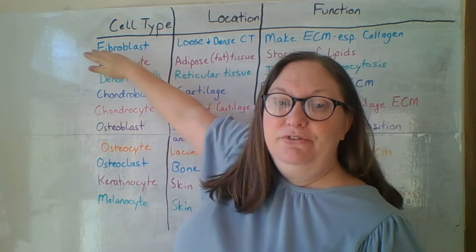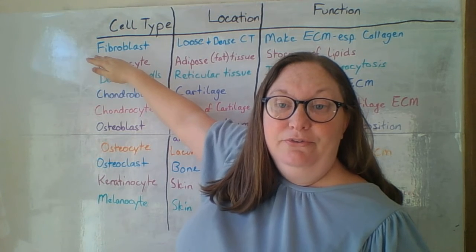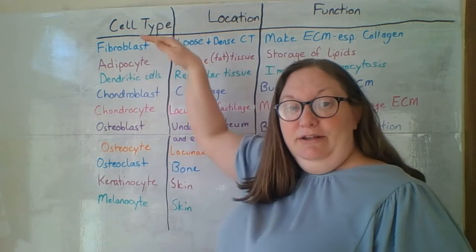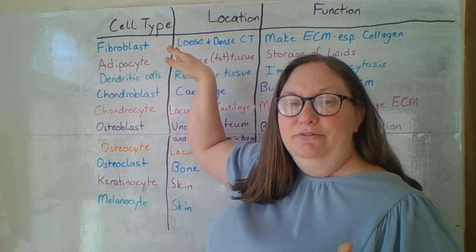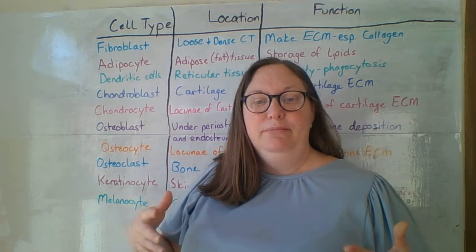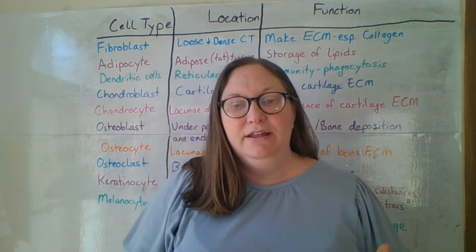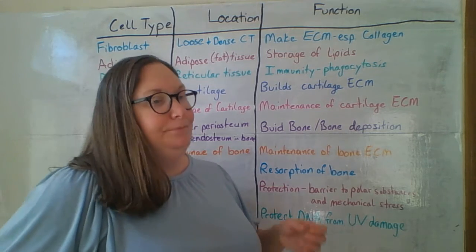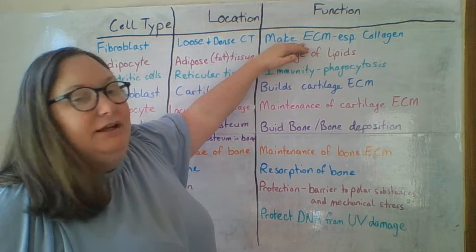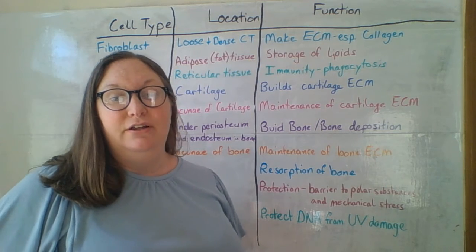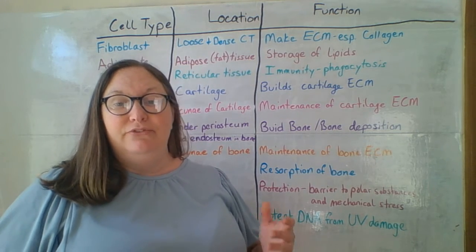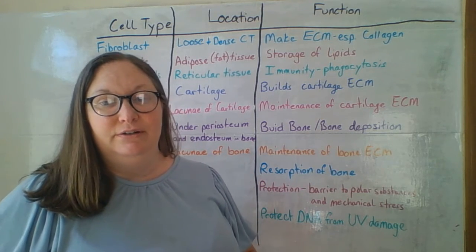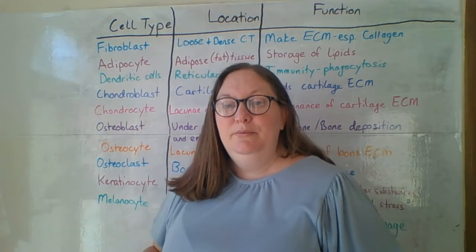All right, so the first cell type that we encountered was the fibroblast, and we'll mostly see it in loose and dense connective tissue. When you do see pictures of it, when you have to identify it in class, you'll be looking at loose and dense connective tissues. And what does it do? It makes the extracellular matrix, especially the collagen. The fibroblasts can secrete extracellular matrix and make the collagen.